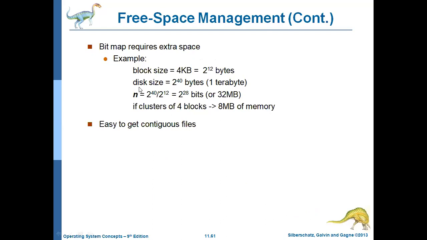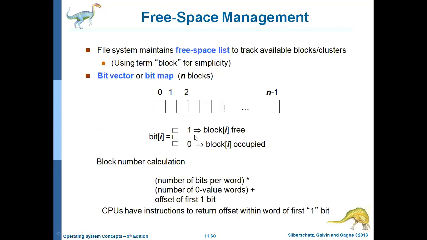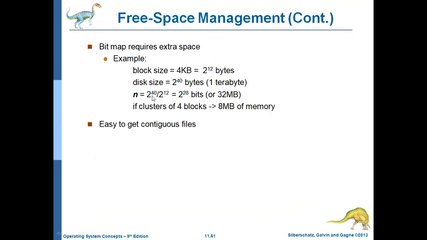So now comes how to find this n value, the number of blocks. n can be 2 raised to 40 divided by 2 raised to 12, that equals 2 raised to 28, or else I can call it 32 MB. If I have 32 MB, I can divide it into 4 blocks. Each block can be 8 MB of memory. Easy to get contiguous files there.